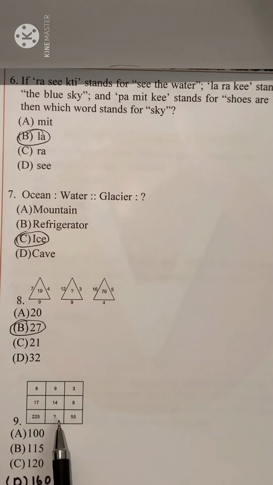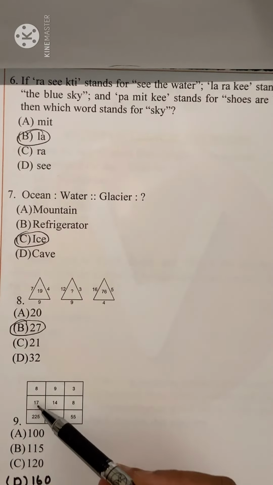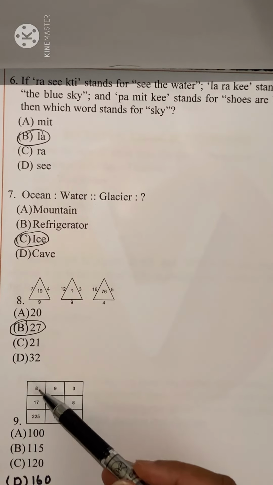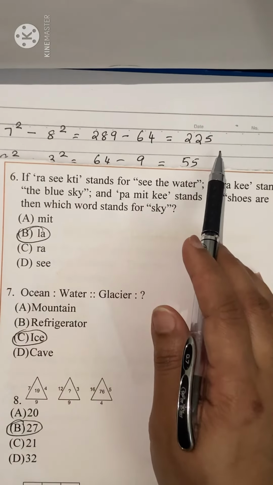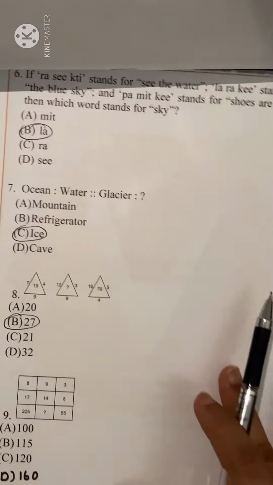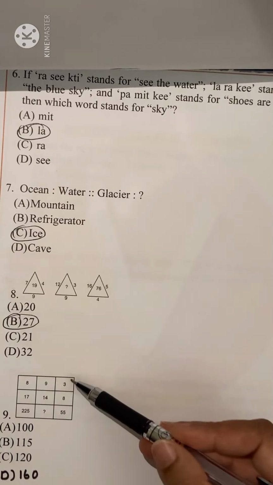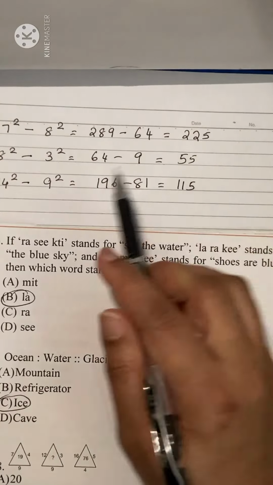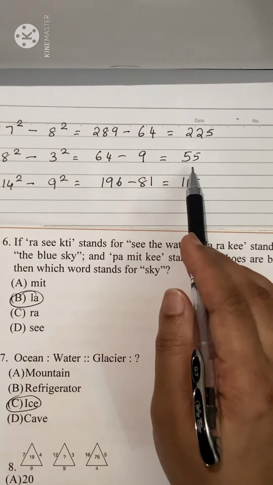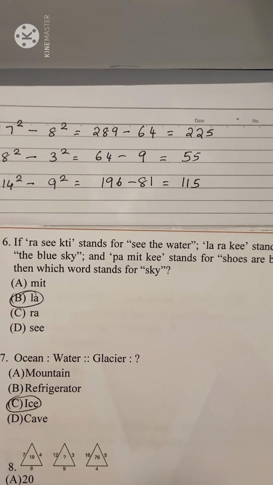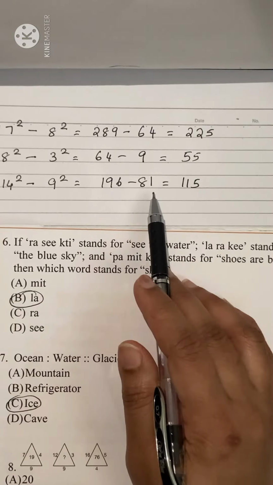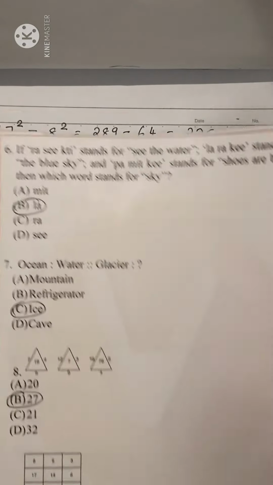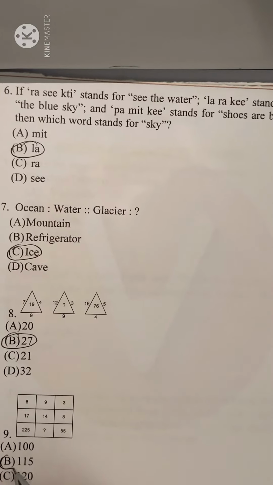Here for finding the missing number, first we have to do 17 square minus 8 square. 17 square is 289 minus 64, which is 225. And this one, 8 square minus 3 square: 8 square is 64 minus 3 square is 9, which is equal to 55. So for finding the missing number, 14 square minus 9 square: 196 minus 81, which is equal to 115. Therefore, the correct answer is option B.